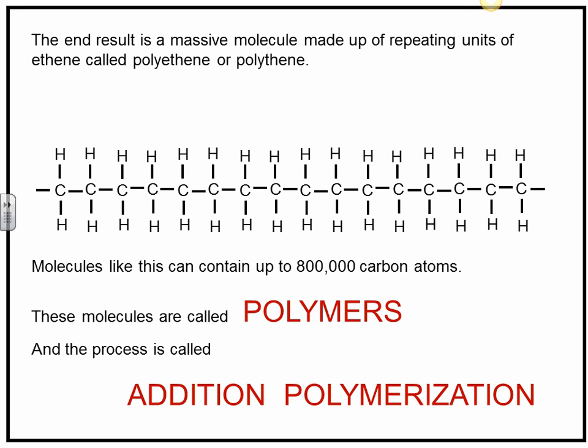You know? The process is called addition polymerization. Why? Because the reaction is addition. You are just simply adding another molecule. The double bond is just simply shifting. So it's called addition. Addition polymerization.